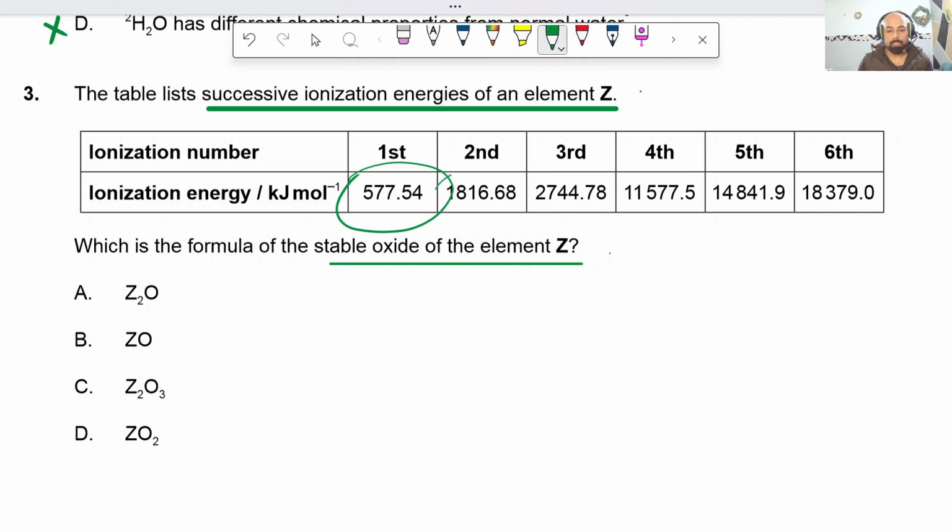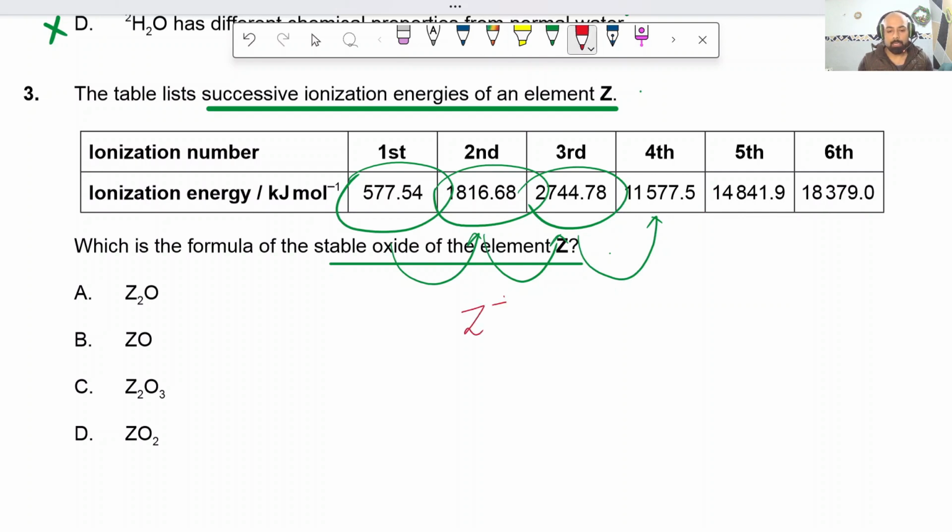We have the second one, which is 1816. The third one is 2744. Now you see there's a gradual increase, and there is no huge jump between these three. But when we move towards the fourth ionization energy, there is a significant jump, which is 11,577.5 kilojoules per mole. This is a huge jump. What information can I deduce from this? That they have 3 electrons. The first 3 electrons were easy to remove, but for the fourth electron you need to provide a lot of energy. A lot of energy means that this electron is quite stable. So it gives me a clear overview that it has 3 electrons.